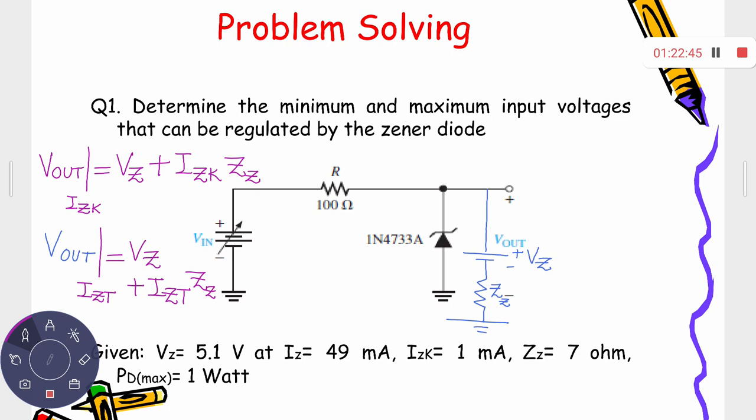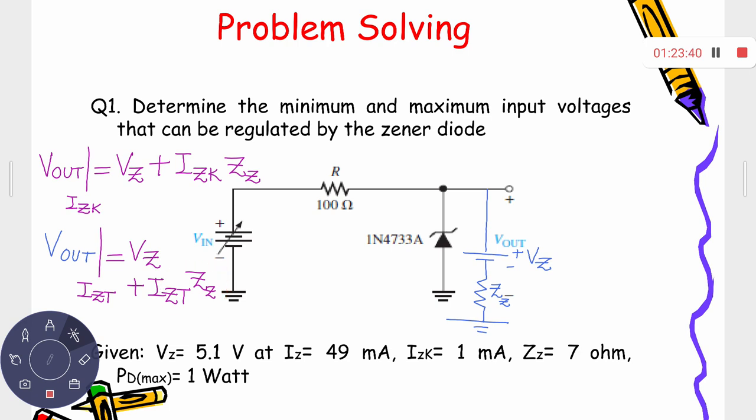So from this, you already know what IZK is. T is the test current. Now you know V out at IZT, at any test current. Take a look at this one. That is my output, right? So you have some VZ plus IZ times ZZ. Now, whenever the current is IZK, then V out at IZK is VZ plus IZK times ZZ. And whenever the current is some test current greater than IZK, it is the same: VZ plus IZT times ZZ.